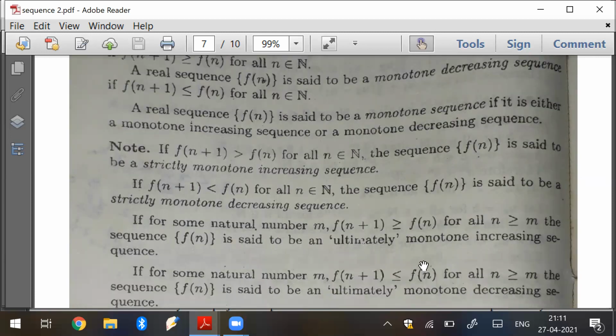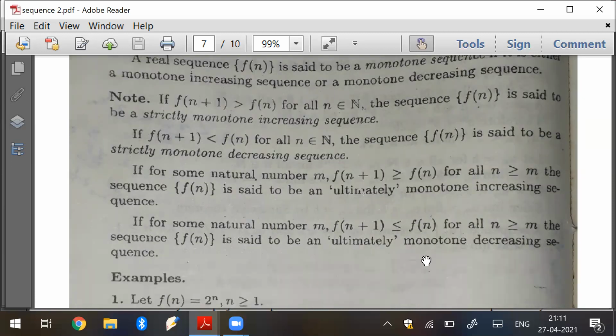If this is the case, then it is said to be ultimately monotone increasing. Ultimately means what? After some barrier, once you cross that barrier, no matter what natural number you are taking, this relation is holding good. So it is an ultimately monotone increasing sequence, not a monotone increasing sequence, but ultimately monotone. Because below that there may be some change in the nature, or there may be some case where this is not holding good. Similarly is the case for an ultimately monotone decreasing sequence.